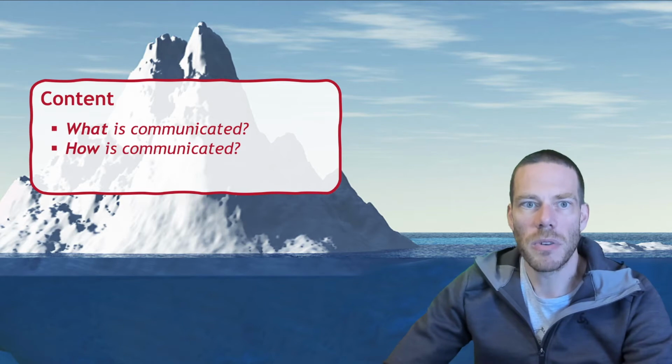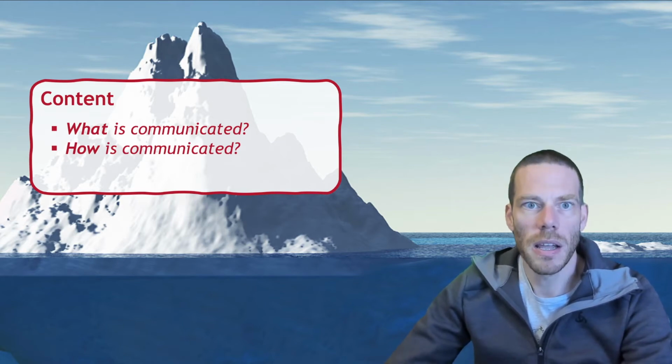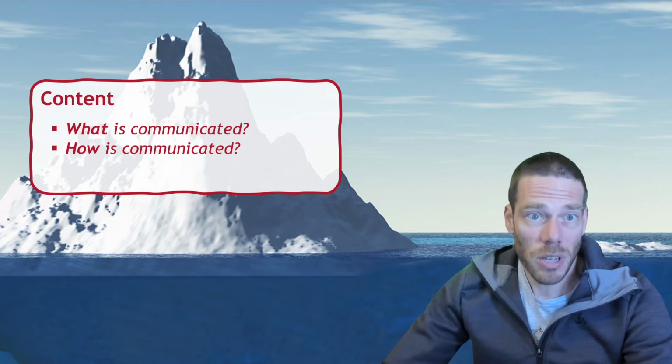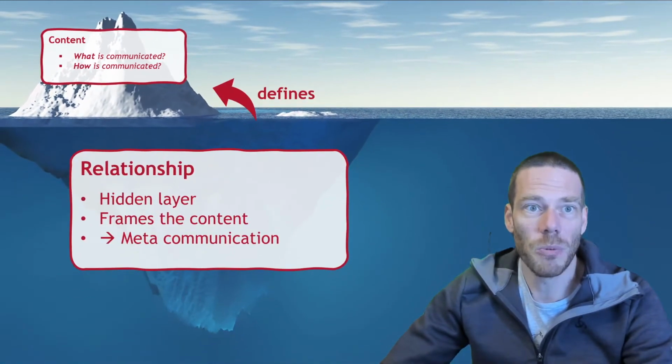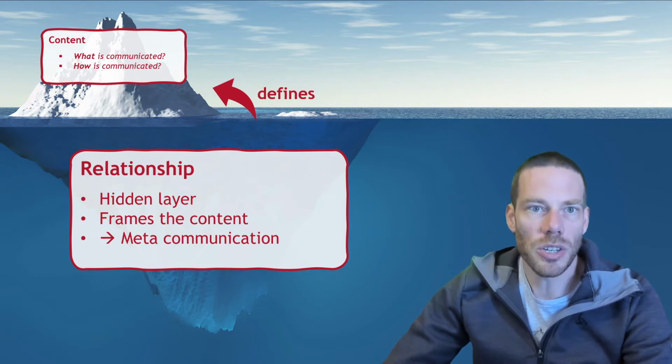The key aspect here is that this is the visible part. We have a content that is communicated, and we have a way of communicating, how it is communicated. And like in every good iceberg model, we also have something below the surface. So when the content that is communicated takes place above the surface, then below the surface we have a hidden layer, which is the relationship layer.